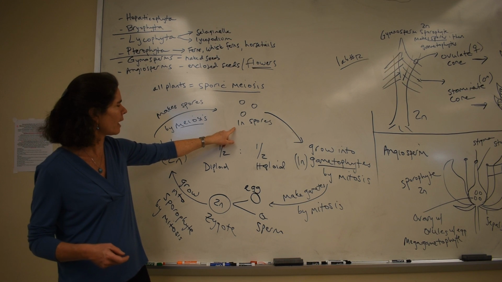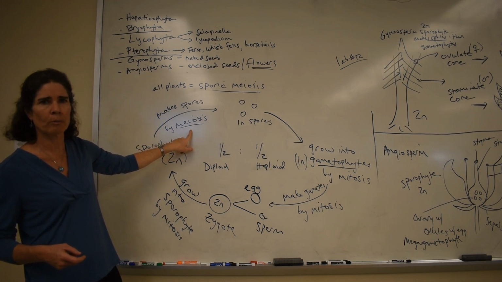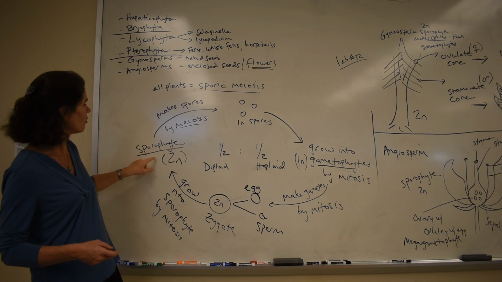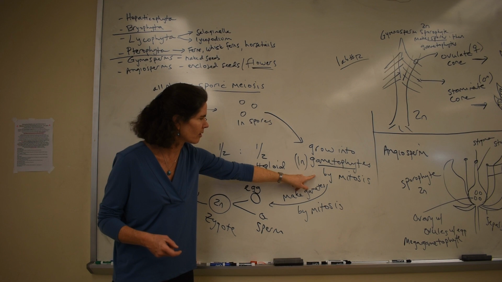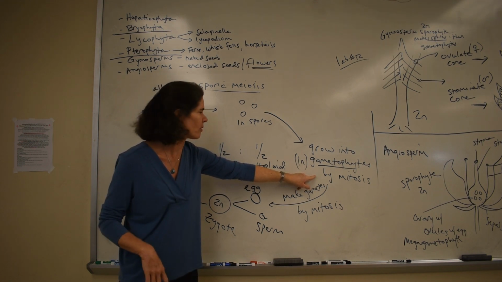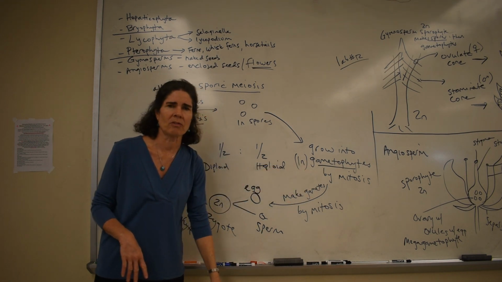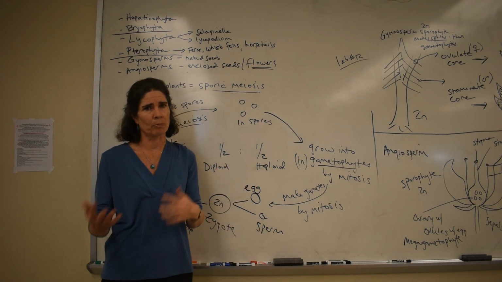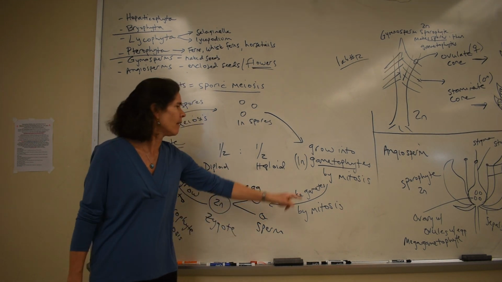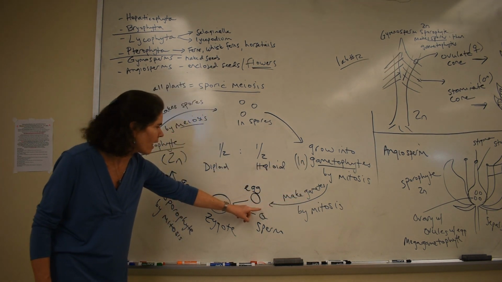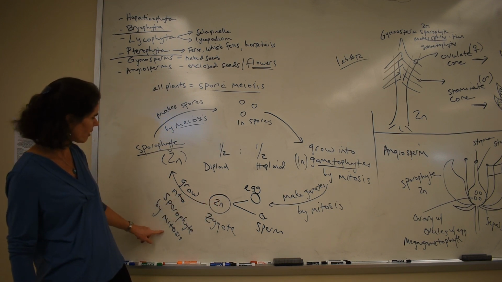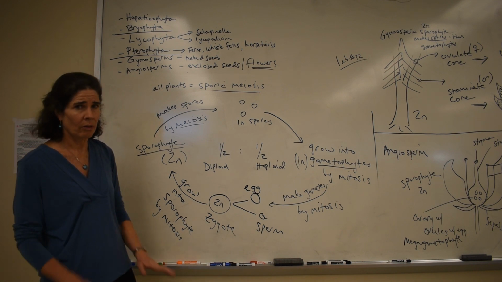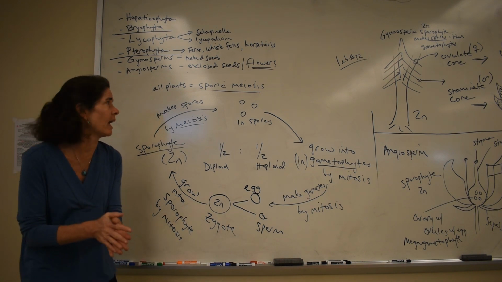The spores are 1N. Remember, meiosis cuts the number of chromosomes in half, so we start with 2N and go down to 1N. The spores are going to grow into gametophytes by mitosis. Everything from here on out will be mitosis. The gametophytes make gametes, so always remember from the name, sporophytes make spores, gametophytes make gametes. The gametes, sperm and egg, once they unite, that's fertilization, become a zygote. The zygote is 2N, and that grows by mitosis into the sporophyte. That's the life cycle that you're going to remember all the time for plants.